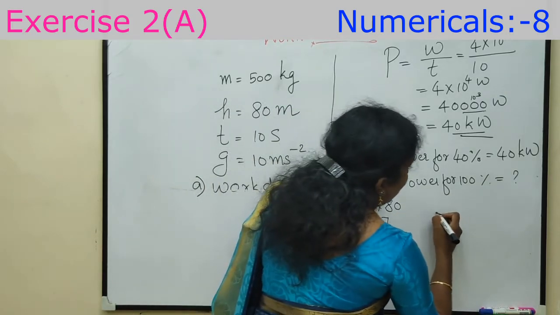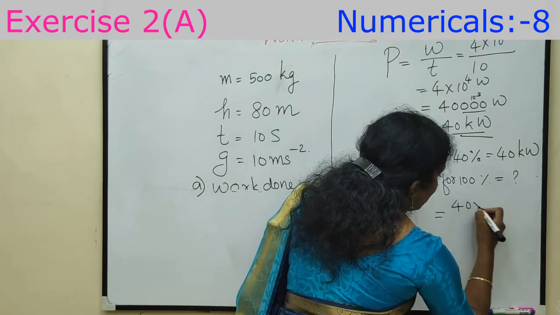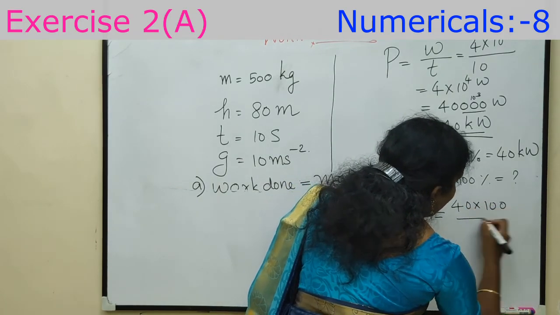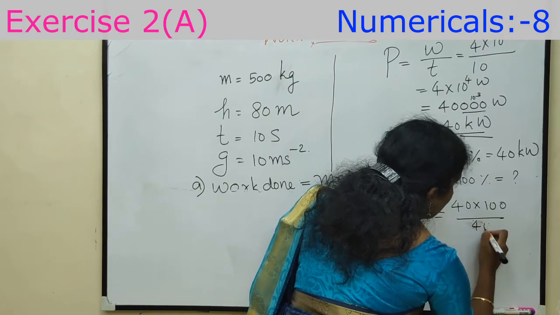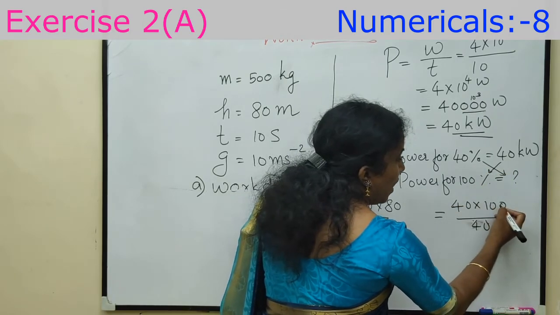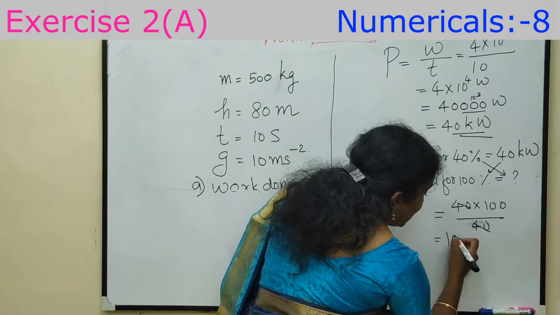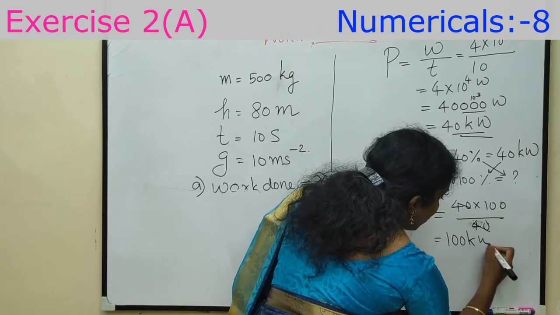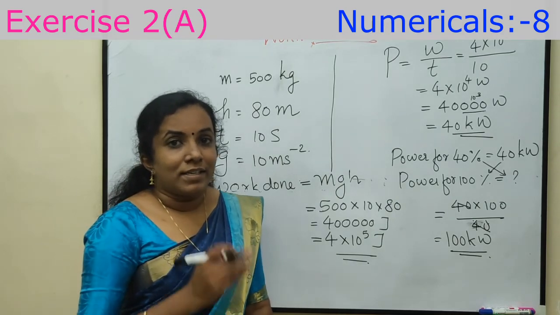which is equal to 40 into 100 divided by 40. On cross multiplying, we get 40 into 100 by 40. On cancelling, we will get it as 100 kilowatt. So the power rating of the appliance is 100 kilowatt.